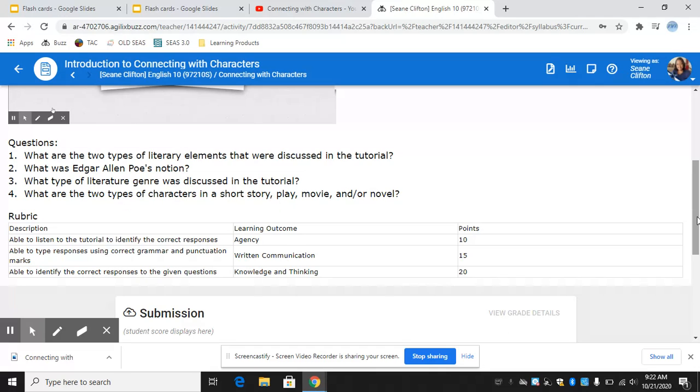If you have any questions, please ask Ms. Clifton. Call her, email her, or Zoom at any point when you don't understand. Do not complete this lesson if you don't understand what you're doing.